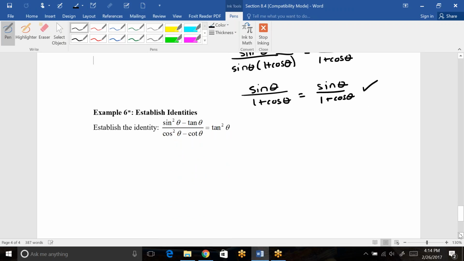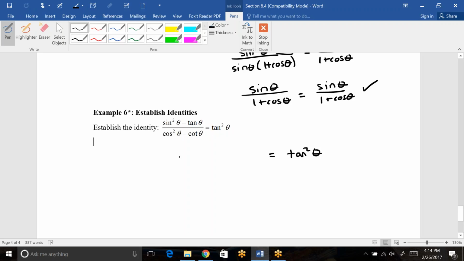Okay, and then the final example for 8.4, we want to establish this identity that sine squared theta minus tangent theta over cosine squared theta minus cotangent theta equals tan squared theta. I'm going to leave the tan squared theta alone. There's not many places I could go backwards from that that would make this very easy except using the Pythagorean identity.